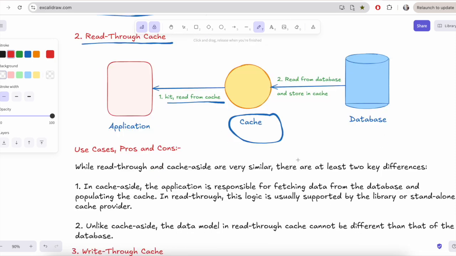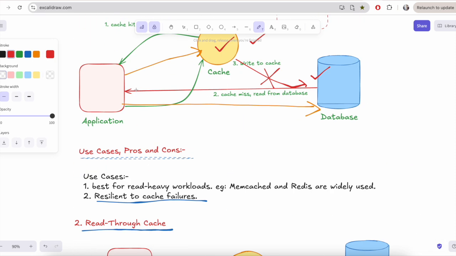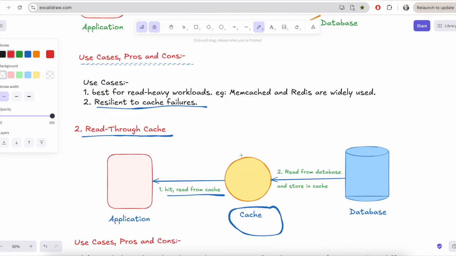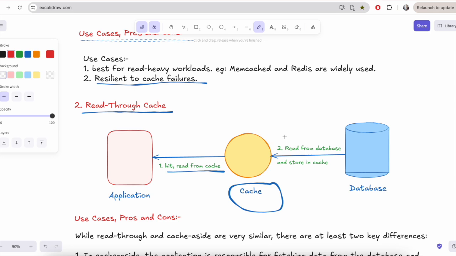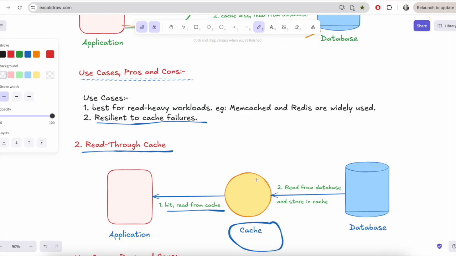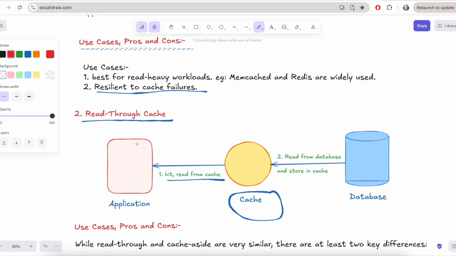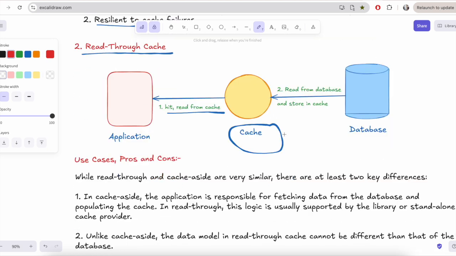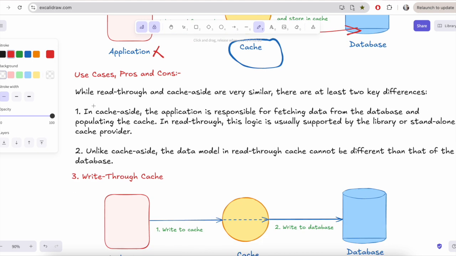You will ask me, what's the difference between cache aside, lazy loading, and read through cache? This is the main difference. In the previous scenario, your application was the one querying the database and getting the data if there was a cache miss. But in read through cache, your cache is the one which queries the DB and gets the data, not the application.